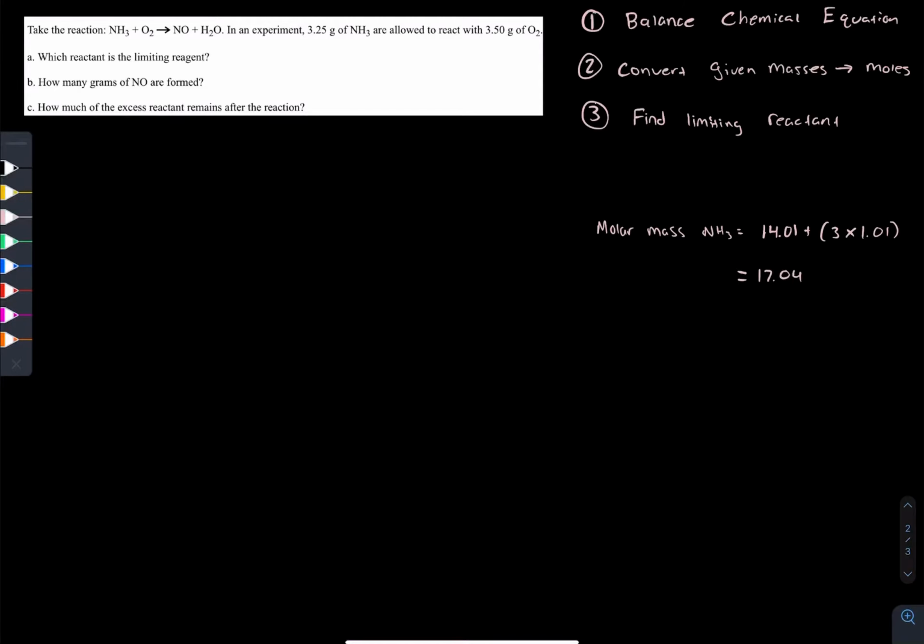Alright, so we're going to do some limiting reactant problems. So take the reaction NH3 plus O2 goes to NO plus H2O. In an experiment, 3.25 grams of ammonia are allowed to react with 3.5 grams of oxygen, and they're telling us to find ABC. So the first thing you always want to do is start by finding the balanced chemical equation. So we're given this equation.